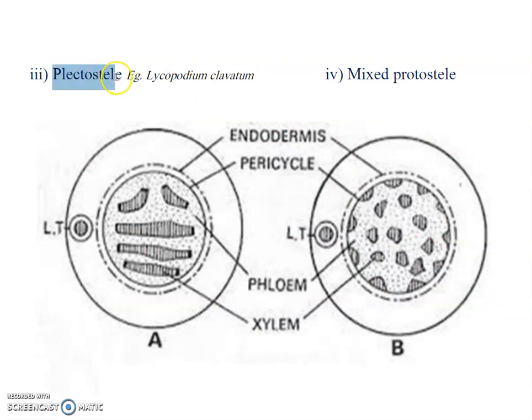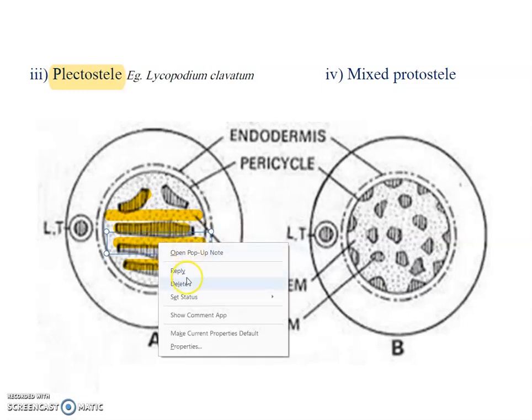And the third type is plectostele. In this condition, the xylem is plate-like and the phloem is not only surrounding, but the phloem also passes between the xylem plates, here, passing from the xylem.